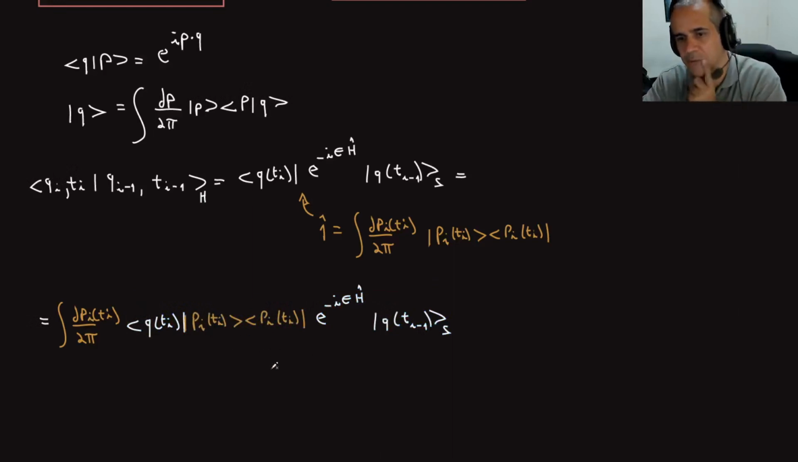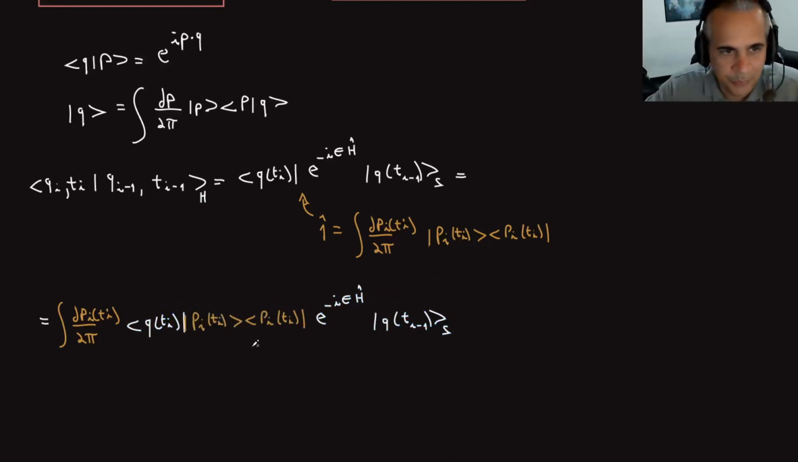So now I have also these momentum eigenstates inserted in the middle here. So this is easy, this is just an exponential, right? This one. But I have to deal with this. In order to deal with this, I have to remember that really this exponential of an operator is defined in terms of a series, right?